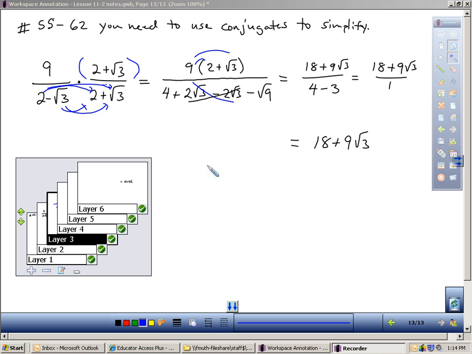And this satisfies all 3 rules of writing radicals. Remember, I cannot have a radical in the denominator. I got rid of that. I can't have any fractions under radicals. I don't. And any radicals that I have left must be in simplest form, which means, remember, there cannot be any perfect squares that would divide evenly other than 1 into this radical. Well, the only perfect square that would divide evenly into 3 is 1, so this is simplified.